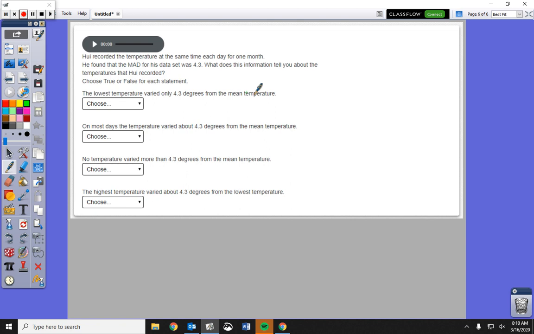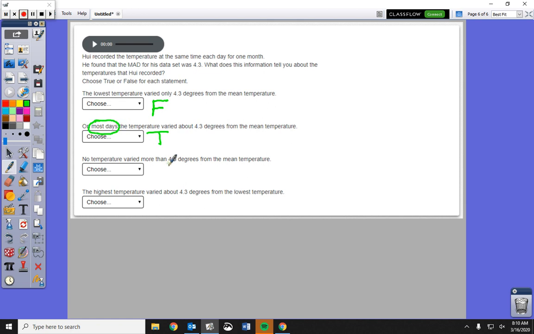The lowest temperature varied only 4.3 degrees. That's false. Remember, M.A.D is average, not the highest, not the lowest. On most days, the temperature varied about 4.3. That's true, because we're talking about on most days. We're talking about the average.